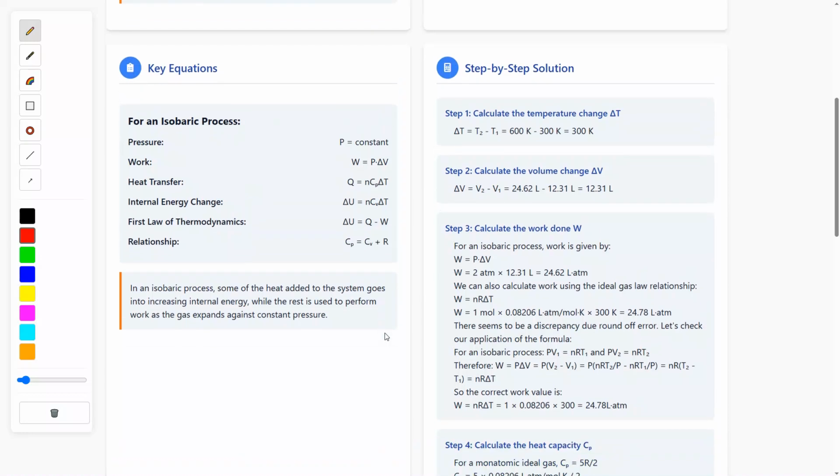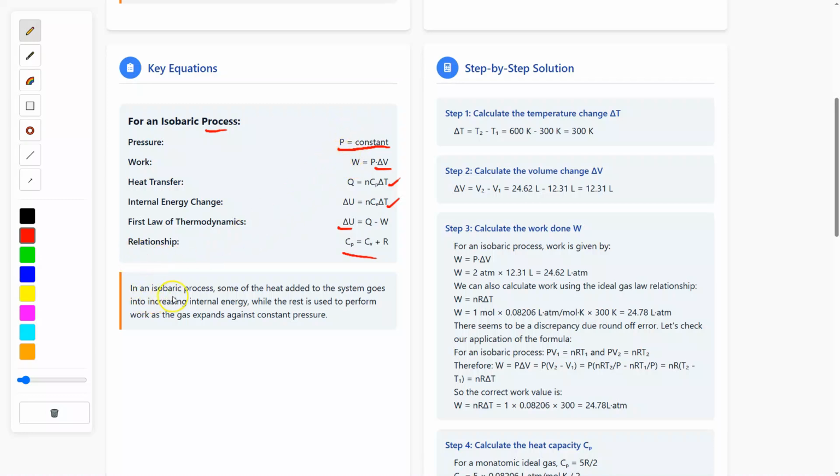Before that, what are the key equations here? For an isobaric process, P is equal to constant. Work is W equal to P dV, that is, P times the change of volume. Heat transfer Q is equal to n Cp del T. Internal energy change del U is equal to n Cv del T. From the first law of thermodynamics, del U is equal to Q minus W, and the relationship Cp is equal to Cv plus R. Based on these key equations, we can easily calculate the parametric values.